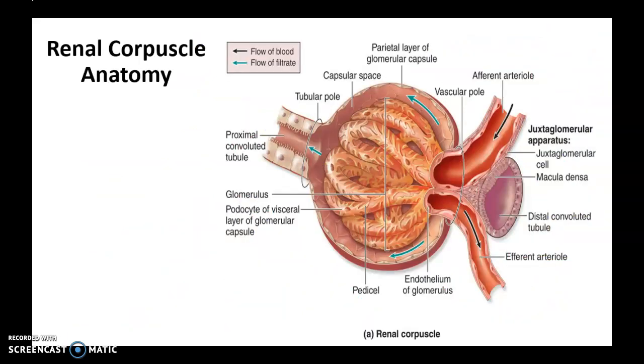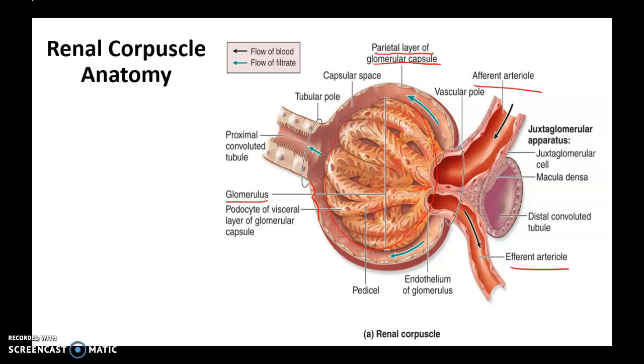What do we see here? We see the afferent arteriole. We also see the efferent arteriole. This thingy is the glomerulus as labeled here. Now I want you to pay attention to the Bowman's capsule. This is the parietal layer of the glomerular capsule or Bowman's capsule. This is made up of simple squamous epithelium.